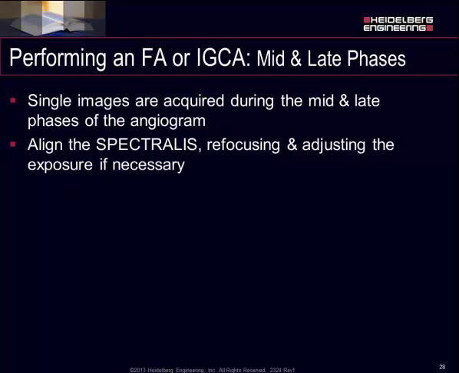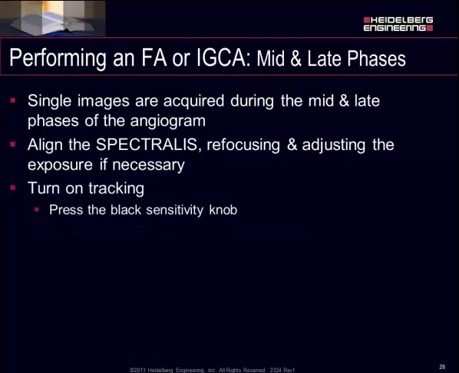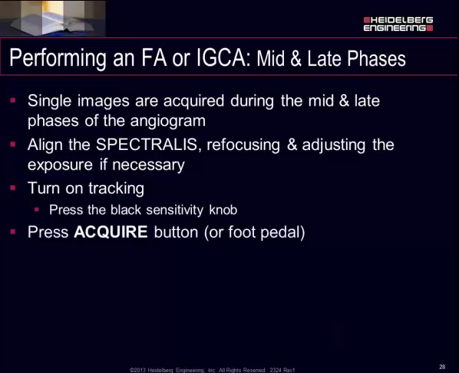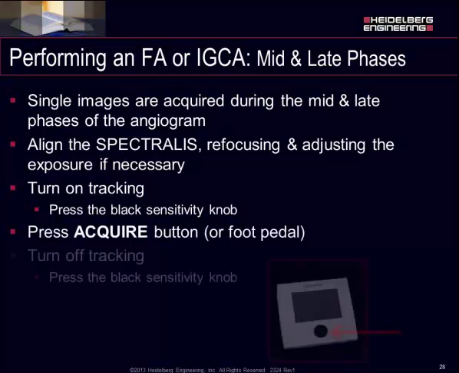Once you're happy with the way your image looks, you'll turn on the tracking by pressing the black sensitivity knob in. If you're happy with the way it looks, you can press acquire, which will acquire the image. And then you'll turn off your tracking by pressing the black sensitivity knob again.